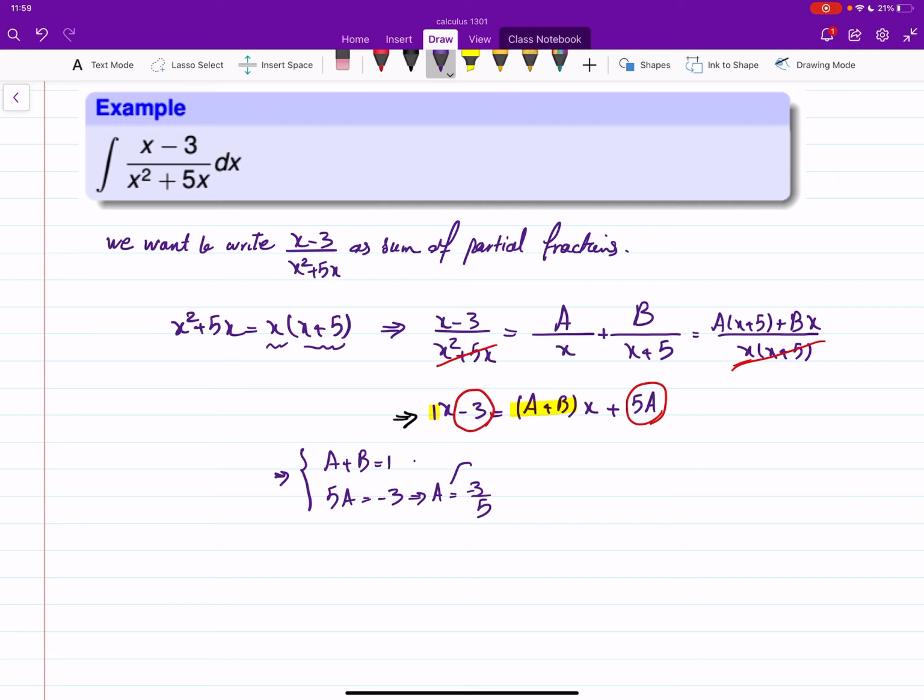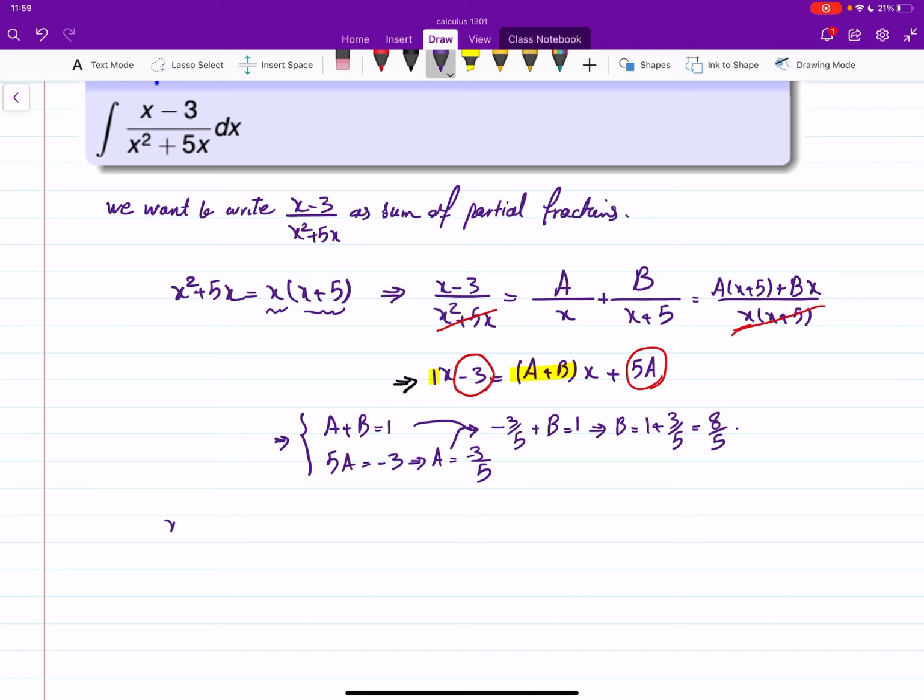What will happen for this one? Negative 3 over 5 plus B must be equal to 1. Then that means that B is equal to 1 plus 3 over 5, which is 8 over 5. We found A, we found B, and our fraction now can be written as A, which is negative 3 over 5, a constant over x, plus 8 over 5 over x plus 5.